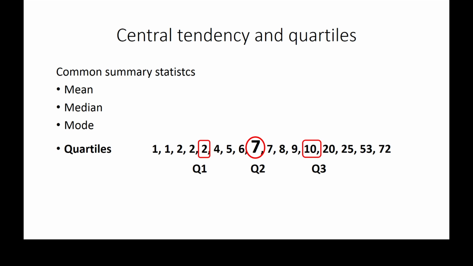In this case, we have that there are 4 numbers below Q1, so 1, 1, 2, 2, and 4 numbers above, 4, 5, 6, and 7, because 7 is included. The third quartile, Q3, is calculated the same way, except for the top of the data. So we see that Q3 is 10, because there are 4 numbers below, 7, 7, 8, and 9, and 4 above, 20, 25, 53, and 72. So that's it for this section. And next, we'll continue with the dispersion measures.